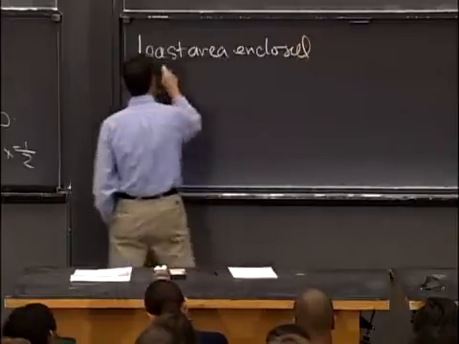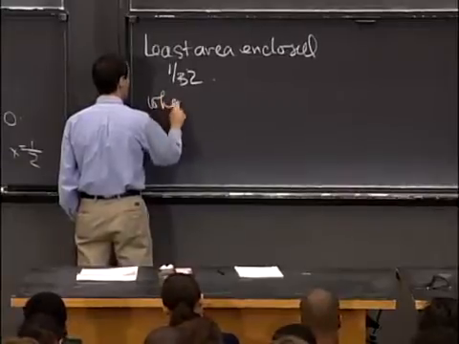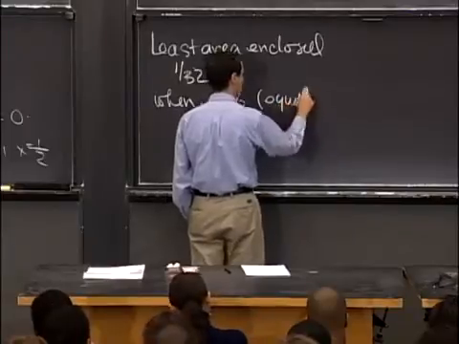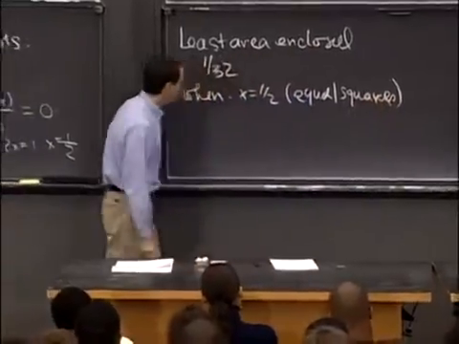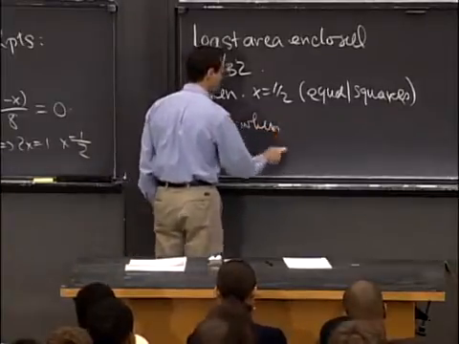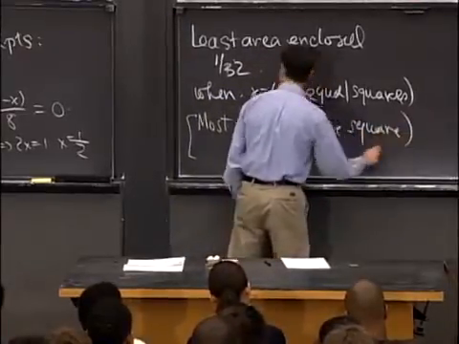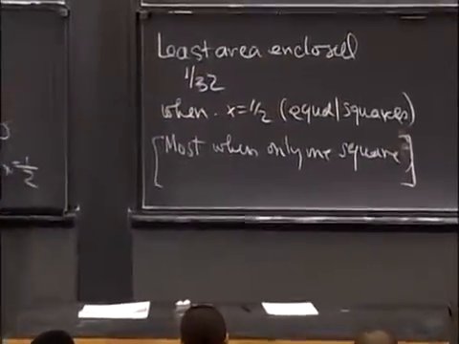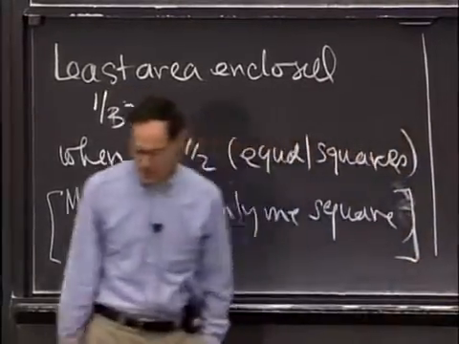Enclosed is 1/32nd, right? And this is true when x equals 1/2. So these are equal squares. All right? And the most area is when there's only one square, which is more or less the limiting situation if one of the pieces disappears. All right? Now, so that's the first kind of example.